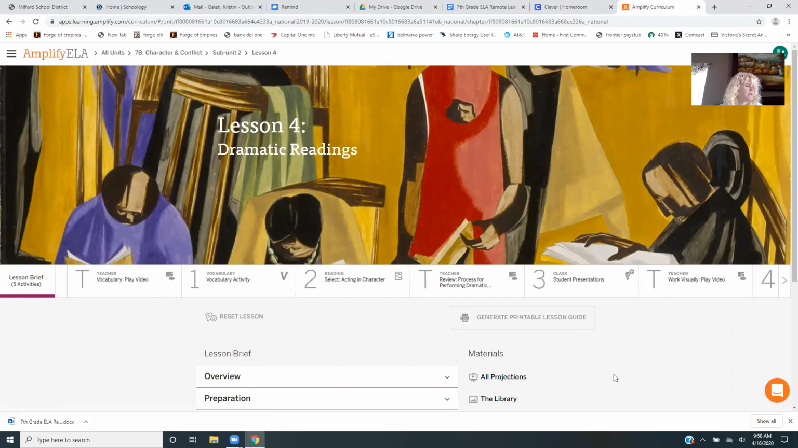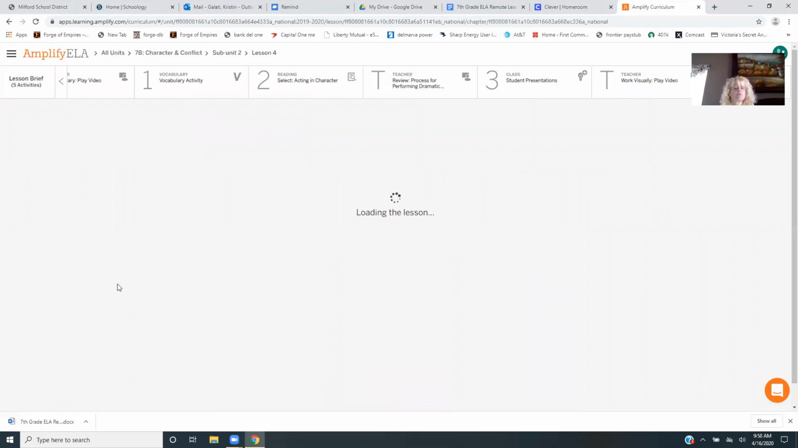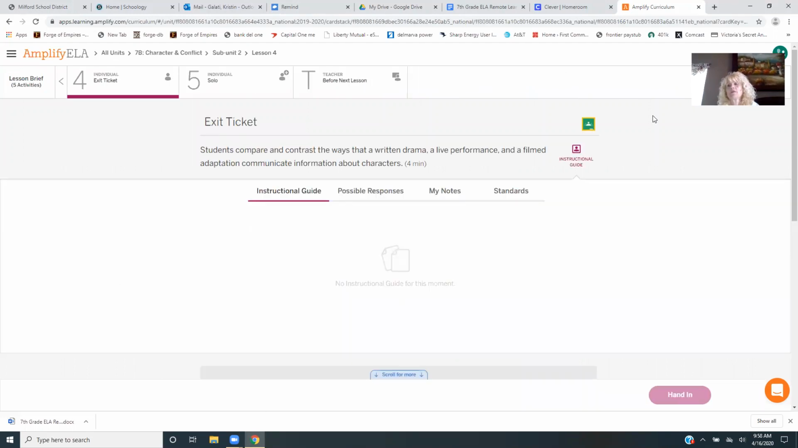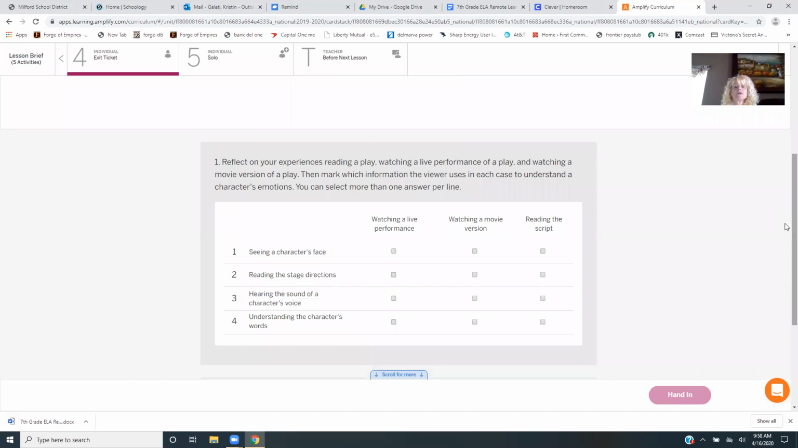So your first thing is lesson 4, and we're going to go to activity or tab 4 up here where it says exit ticket. So we're going to skip all the way to the exit ticket. Okay, the very first thing that we're going to see is sort of like a poll, but you have to figure out if you've ever seen certain dramatic representations as like in a play or watching a movie or actually reading a play, and what the differences are in what you perceive.